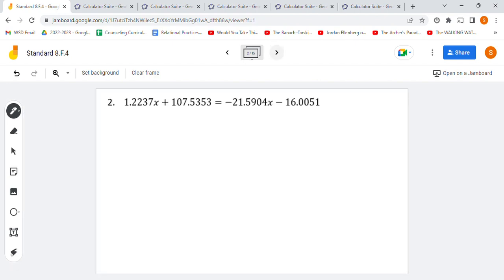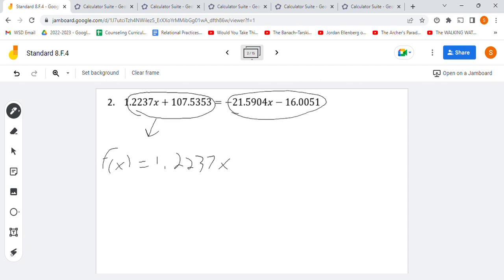On this second one, we have again the two sides that we're going to split out into two separate equations. We'll just start with our function notation this time. So we get f of x equals 1.2237x plus 107.5353. And then the second one, we're going to call g of x. That will equal negative 21.5904x minus 16.0051. Type those two equations into the calculator.